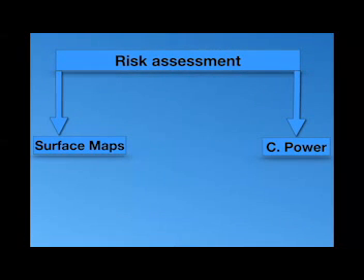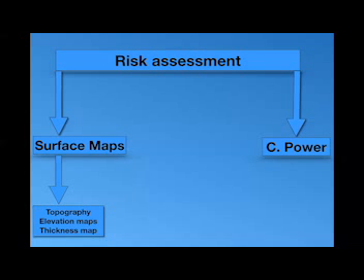Okay, the risk assessment for any patient includes 2 parts. The first part is studying the surface maps and studying the corneal power, as we said in the last slide. The surface map is the Pentacam, and the corneal power is the corneal biomechanics and intraocular pressure. So the surface map is topography, elevation maps, and thickness map.